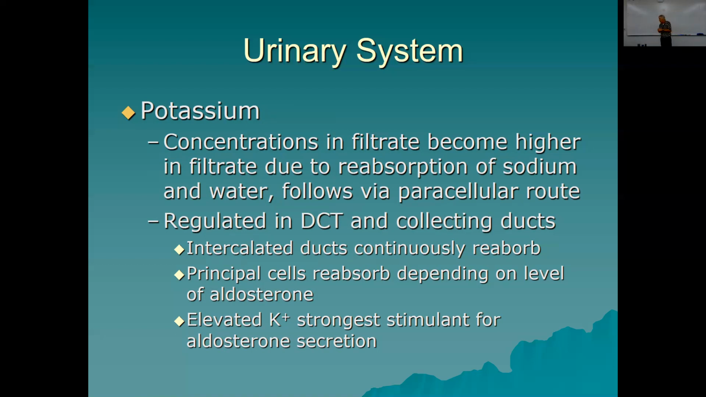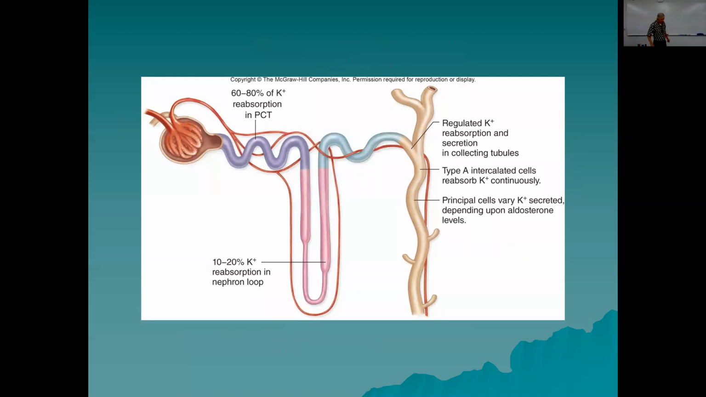Okay, intercalated ducts continually reabsorb. Principal cells reabsorb depending on the level of aldosterone. And actually, elevated potassium levels are the strongest stimulant for aldosterone secretion. And that's at the bottom of figure 24.20, bottom of page 980. I think that's in the next slide. Yeah, right there. 60 to 80% of reabsorption in the PCT. And this is just not regulated absorption. This is automatic reabsorption of potassium. 10 to 20% reabsorption in the nephron loop.